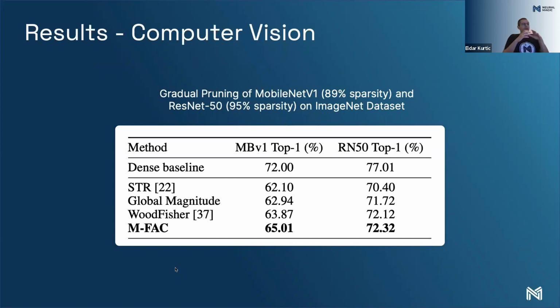And here we compare WoodFisher and M-FAC approaches with global magnitude pruning and STR pruning. And as we can see here, both of our second-order methods are able to improve roughly 2 or 3 points in top-1 accuracy relative to prior approaches, and this improvement is quite significant at these specific high sparsity regimes, like 90 and 95% sparsity that we are considering here.